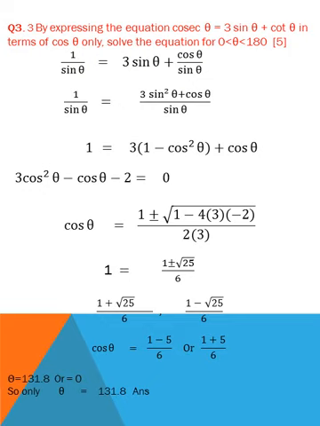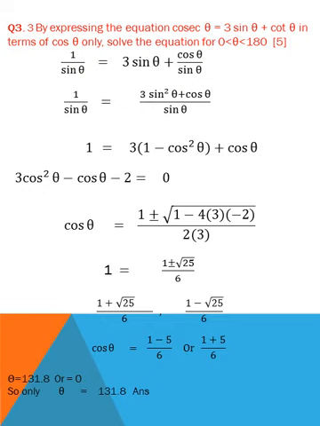It means we should change all these sin, cosecant, cot into cos form only. Cosecant theta is equal to 1 over sin theta. Here is the identity of cosecant theta. Then 3 sin theta as it is plus the identity of cot theta, which is cos theta over sin theta. Take LCM on the right hand side. It will become 3 sin square theta plus cos theta over sin theta.